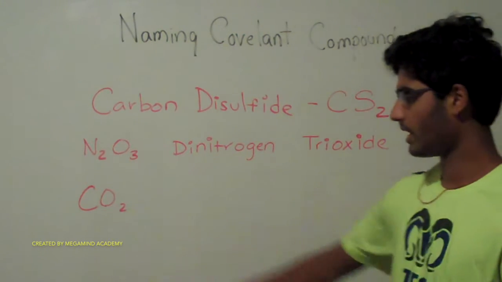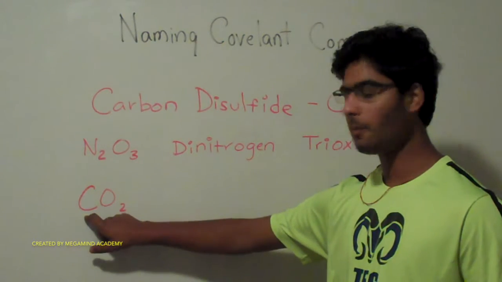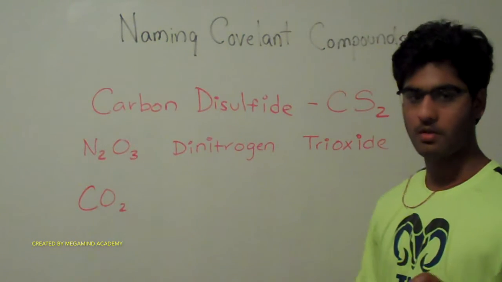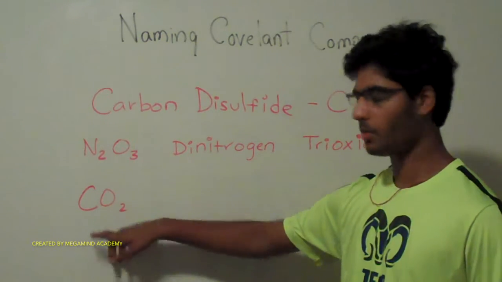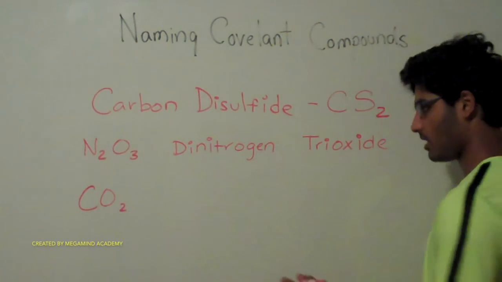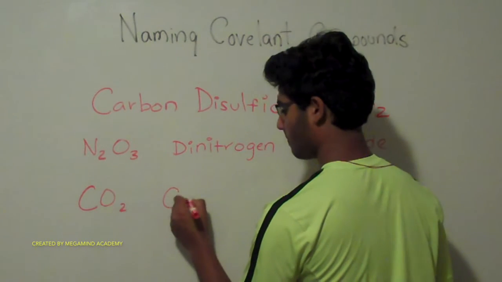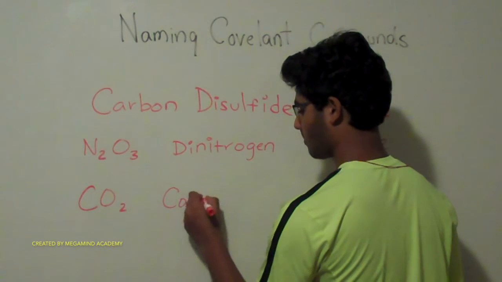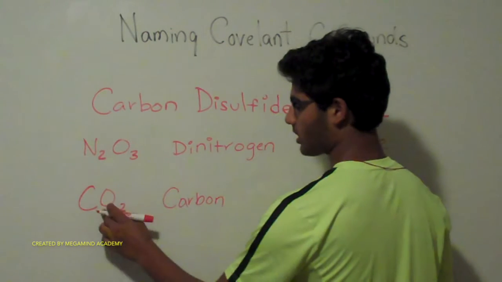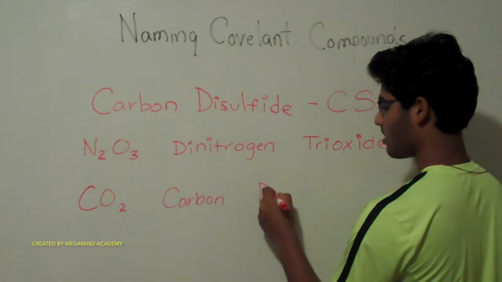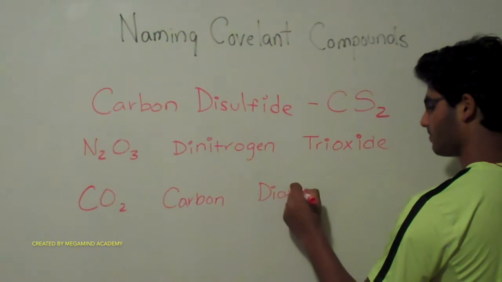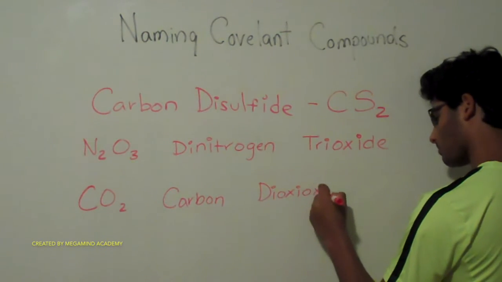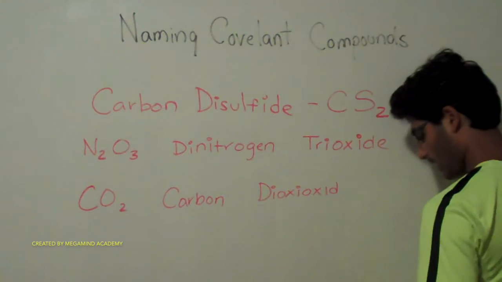And then the last one, we have carbon, that's the first nonmetal, and there's only 1 of them, so it would be monocarbon. But we know because there's only 1 and it's the first element, we don't have to write that. So it just becomes carbon. And we have 2 oxygens, so that's dioxide. So it's carbon dioxide. I did not spell this right.